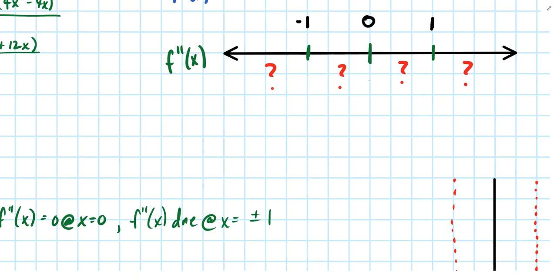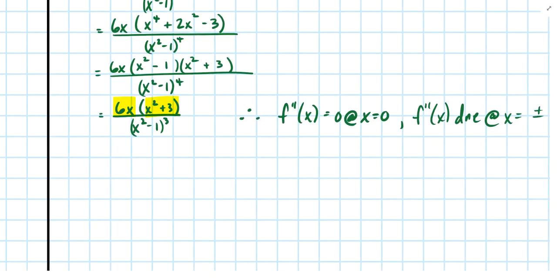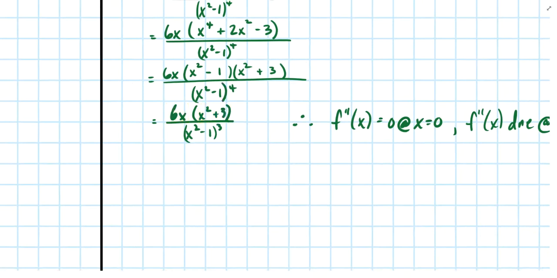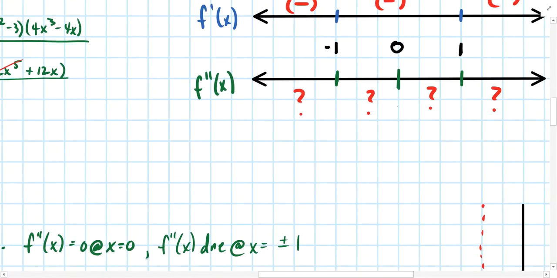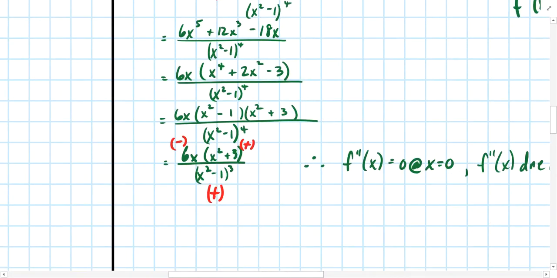Now if I use a number like negative 2 to investigate this expression, we would get a negative term here. 6 times negative 2 is negative. Negative 2 squared plus 3 is going to be positive. And we have to be careful down here. Negative 2 squared is positive 4. Minus 1 is a positive number. A positive number cubed remains positive. If we get a negative number as a result here and cube that, we could end up with a negative factor down below. But in this case, a negative times positive divided by positive does produce a negative result. So our second derivative is negative in that interval.